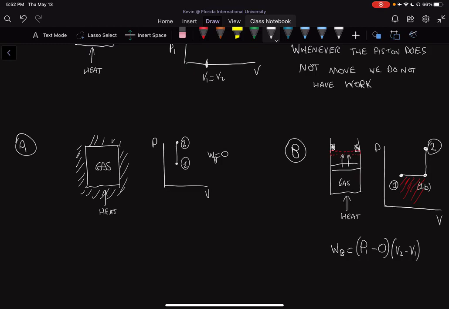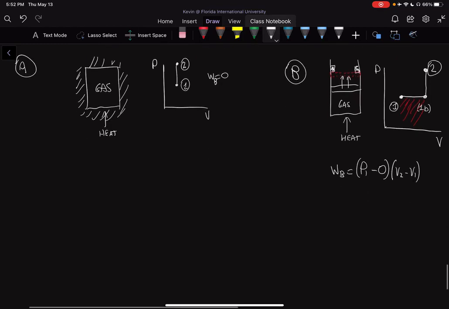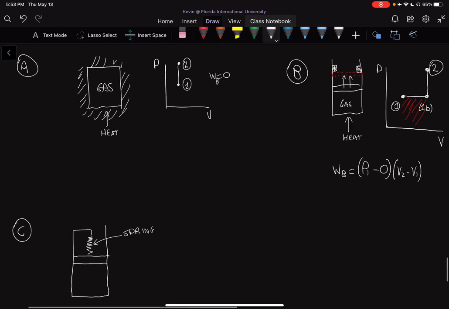In our next example, we have another interesting problem. We now have a piston connected to a spring, and this is a special type of problem that you can memorize or have handy. Essentially, pressure is added from a spring, and this is called a linear spring. We're only going to be studying linear springs.